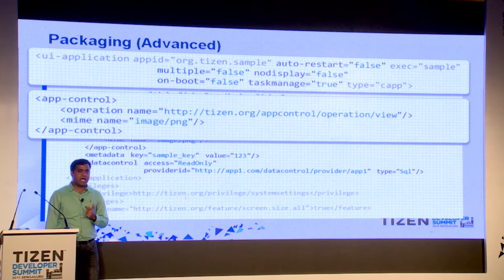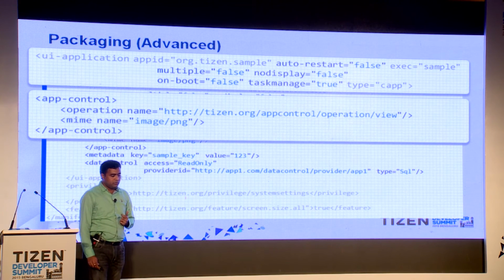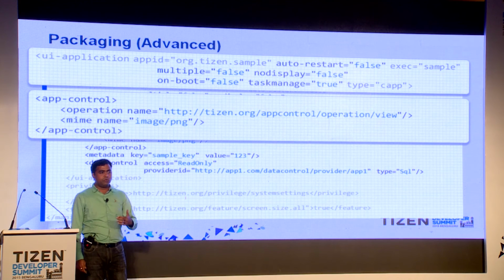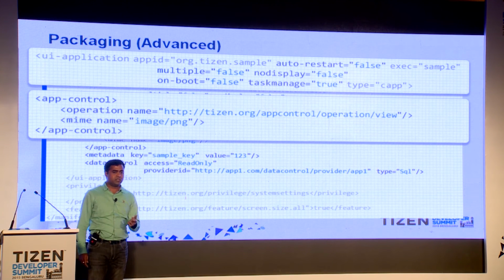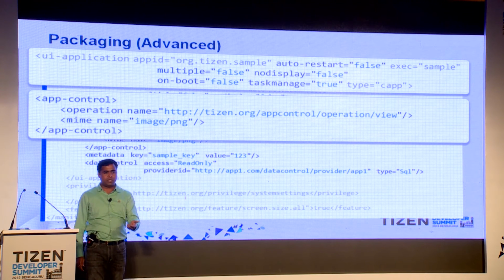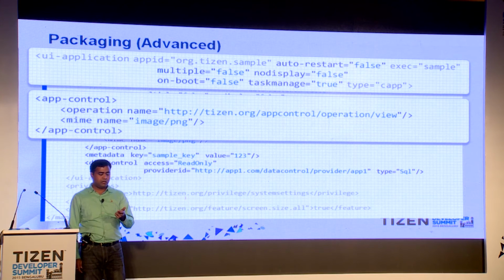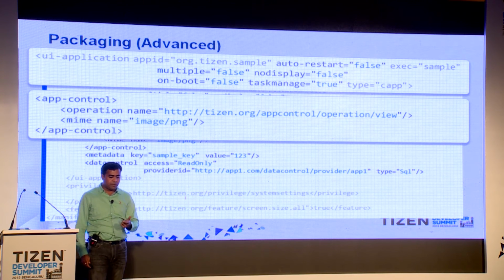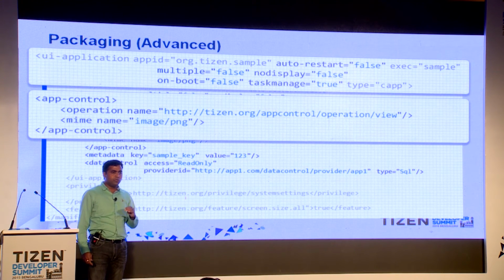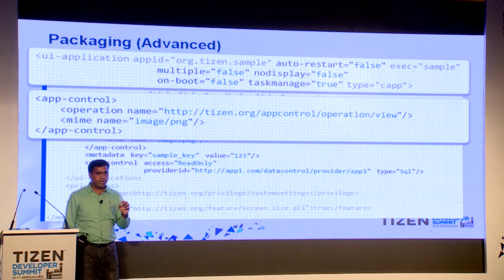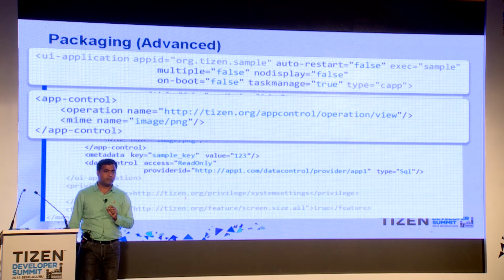The next element is app control. This is very crucial because if your application is providing a certain service, then you need to mention this element. Like in this example, my application supports an operation called view, and you can view images of the MIME type image.